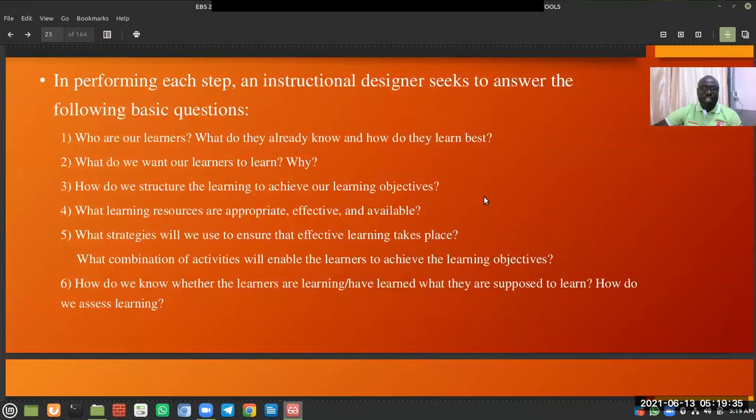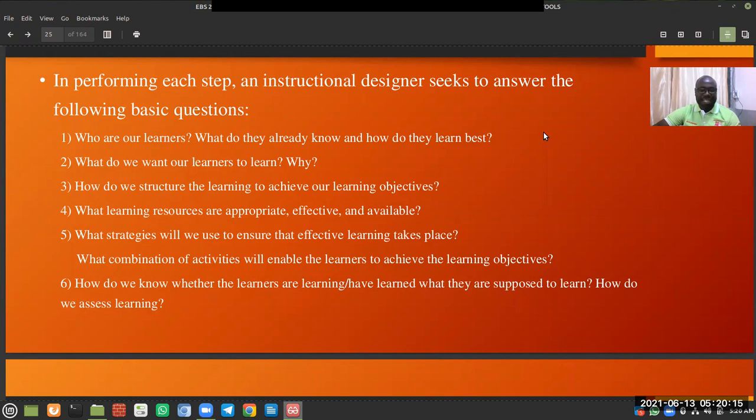And in the performance of each step, an instructional designer seeks to answer the following basic questions. 1, who are my learners? What do they already know? How best do they learn? What do we want our learners to learn? Now, who are my learners is a way of analyzing your learners. What do they want to learn and why talks about your objectives, your targets.